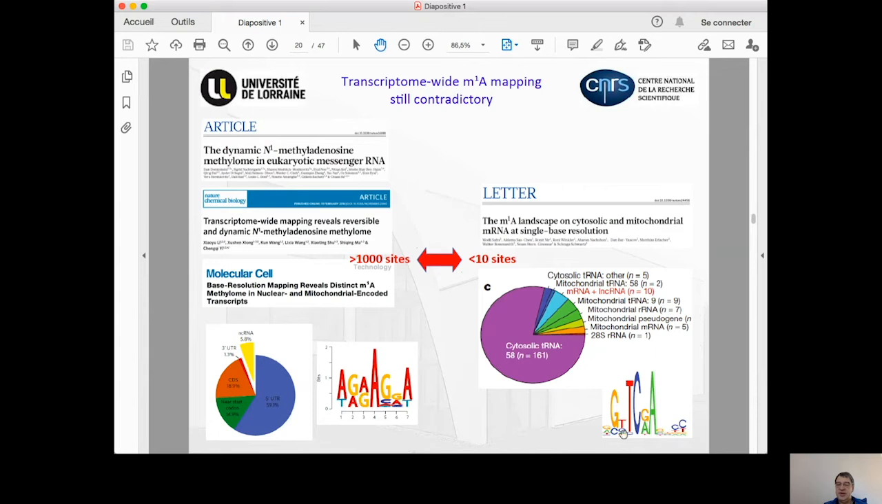And the consensus sequence, like you see here, is totally different. This corresponds mostly to the T-psi-C loop of tRNA, and here it's a GA-rich motif. So there are still many contradictions about M1A presence in mRNA.